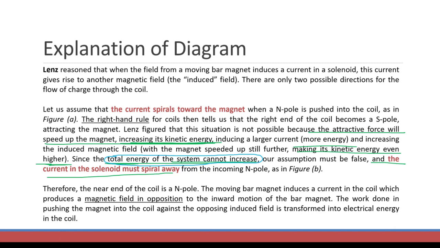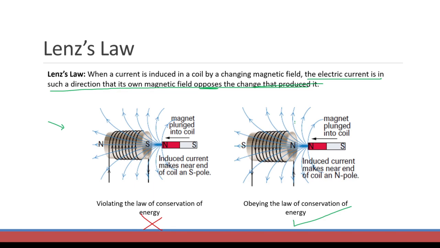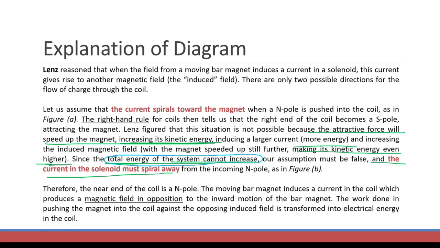So you can't be gaining all this kinetic energy for no reason, more and more, because it's just attracting more and faster. We're already moving into the magnet, and so the attraction force adds on to that, and so that can't be. And so therefore the near end of the coil has to be a north pole. So we don't have that attraction, this added kinetic energy. And so the moving bar magnet induces a current in the coil, which produces a magnetic field in opposition to the inward motion of the bar magnet.